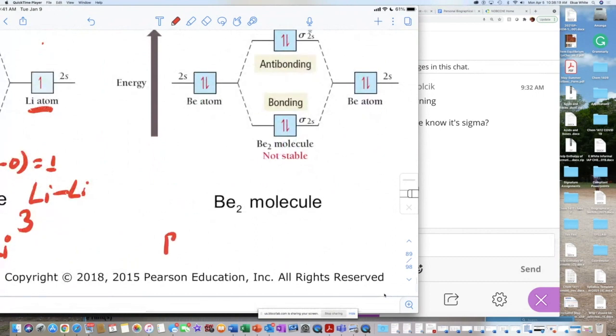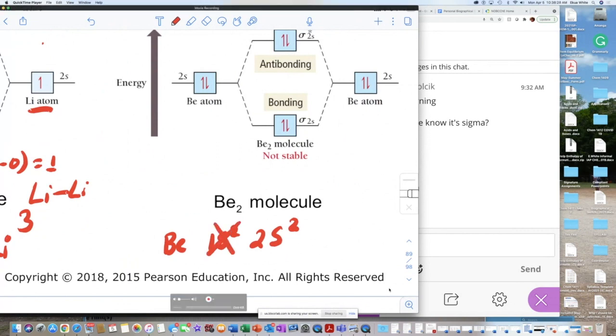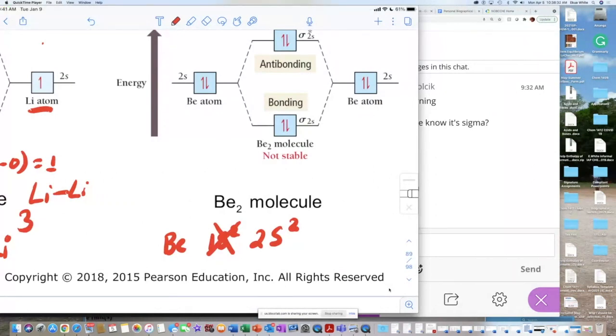Beryllium molecule, each beryllium has a configuration of 1s2, 2s2. This inner sublevel is not shown because it's not the valence sublevel. Okay? You want the outermost energy level. This one here is the one that's shown. So you can see this is a 2s sublevel. Below the 2s, we have the 1s sublevel. That part is not shown.